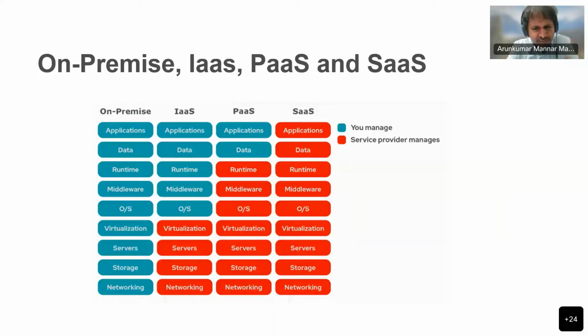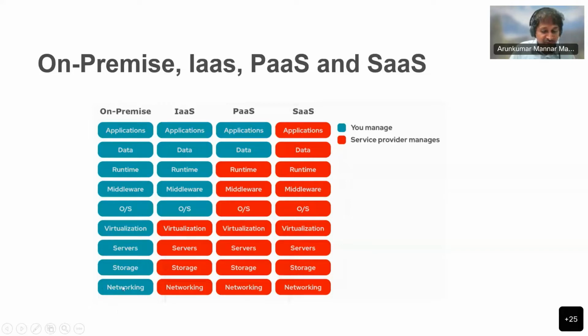Let's start from some basic ideas. I'm not sure how many of you already have a cloud background, so I'm going to start from some basic concepts. If you look at the cloud model, on-premises has networking, storage, servers, virtualization, operating system, middleware, runtime, data, and application, which means we have to take care of everything.